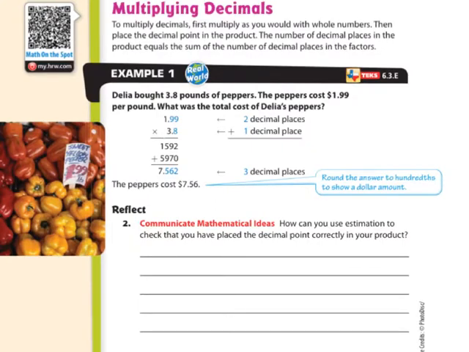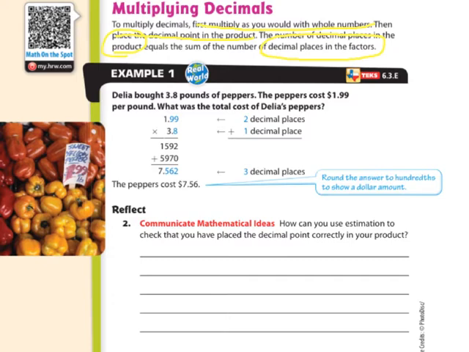Okay, so we're on page 94, and right here it talks about multiplying decimals. It says to multiply decimals, first you're going to multiply them just like you would with whole numbers. Then when you're finished, that's when you go back and figure out where the decimal point is going to go. The number of decimal places in the product, which is just a fancy word for answer, is how many decimal places are in all of your factors, or all of the numbers that are being multiplied together.